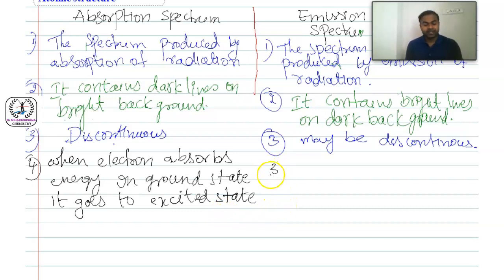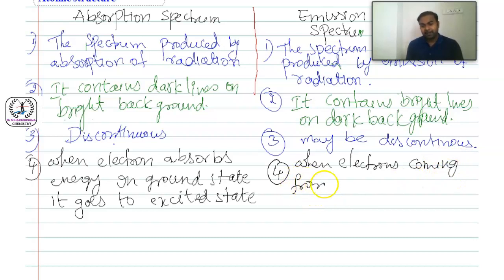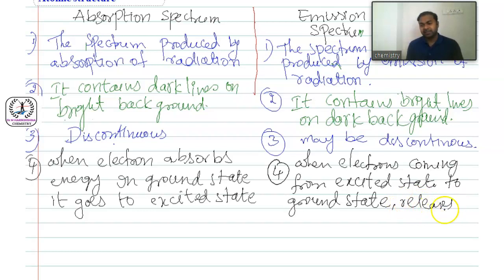Next, in case of emission, when the electron comes from the excited state to the ground state, it releases a particular amount of energy, then we can observe the emission.